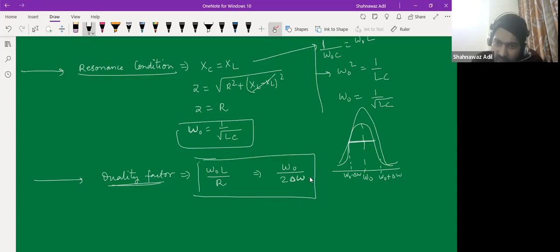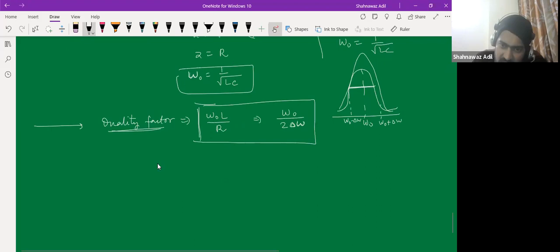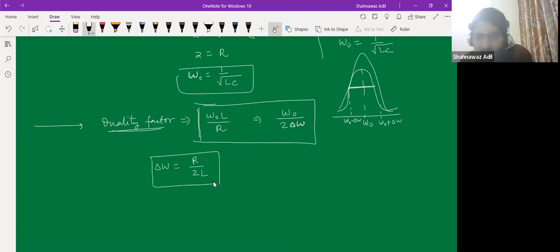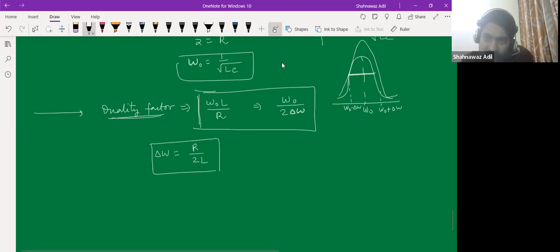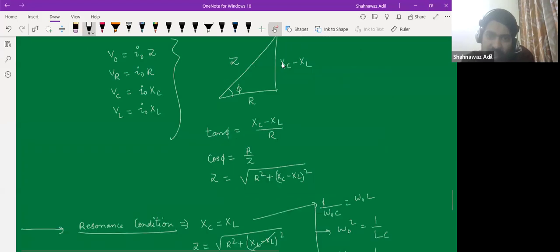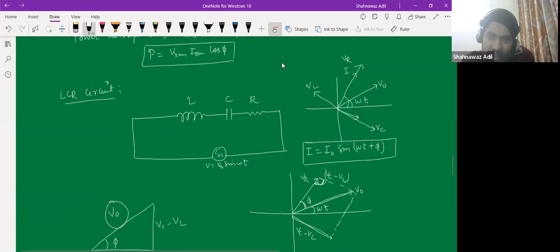So this is the other thing, right? And also we get this delta omega as R by 2. So all these values we have to remember. And this is all about these kinds of circuits, right? So please note it down, and then we'll do some questions.